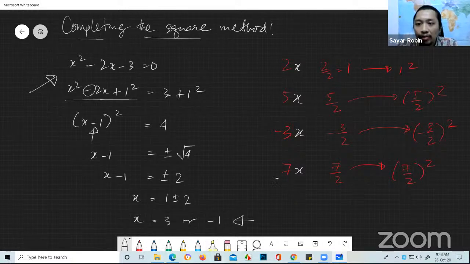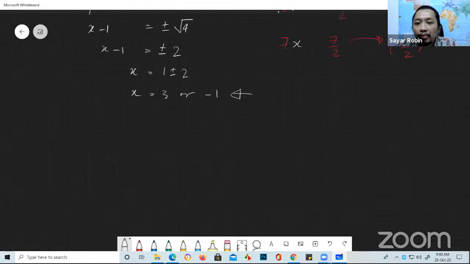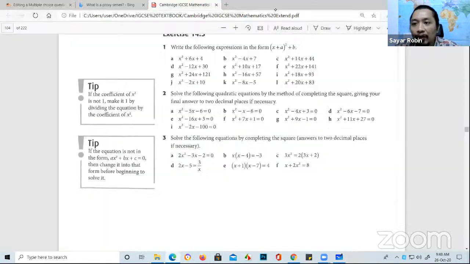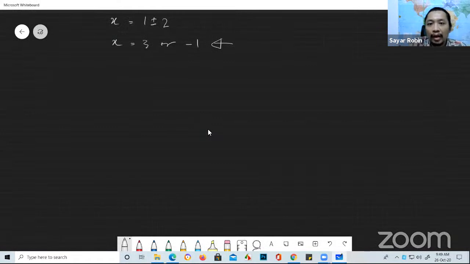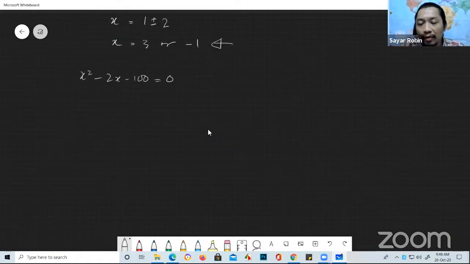So I'm going to show you the next problem as an example. Here we go. I'm going to copy the problem here. So x squared minus 2x minus 100, right? Okay, let's do it. x squared minus 2x minus 100 is equal to 0. So we have to check whether the coefficient of x squared is 1 or not. Okay, this is already 1. We don't need to do anything for that, so we can move to the other steps directly.